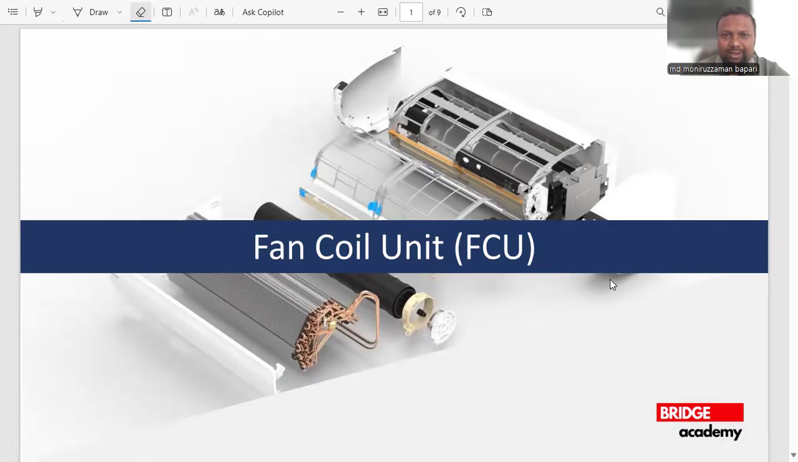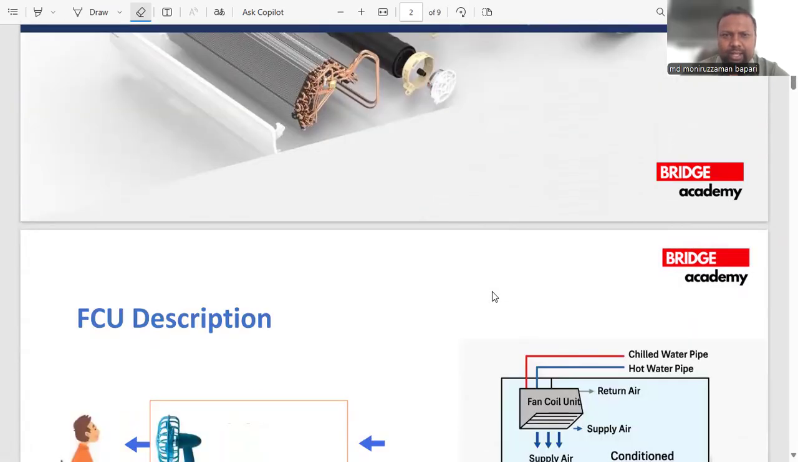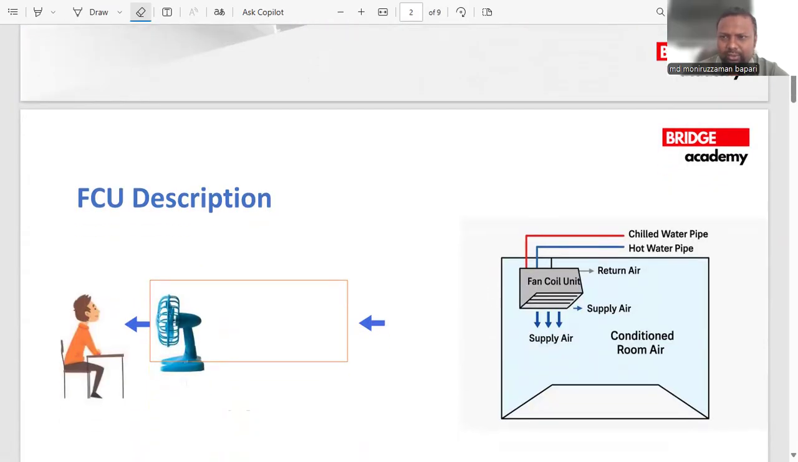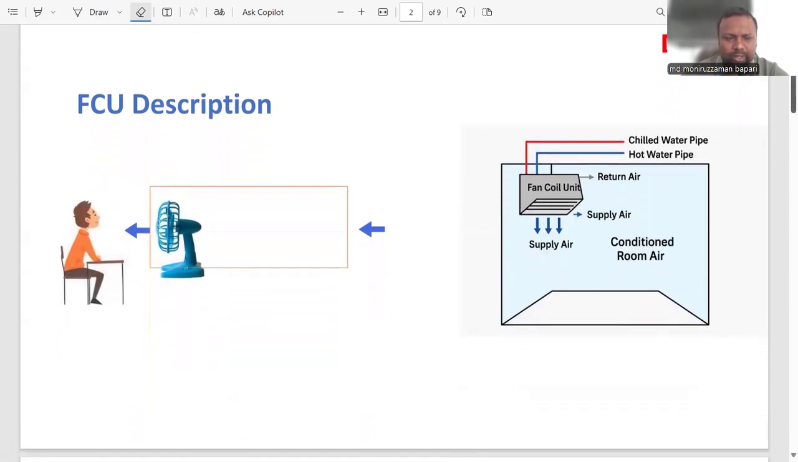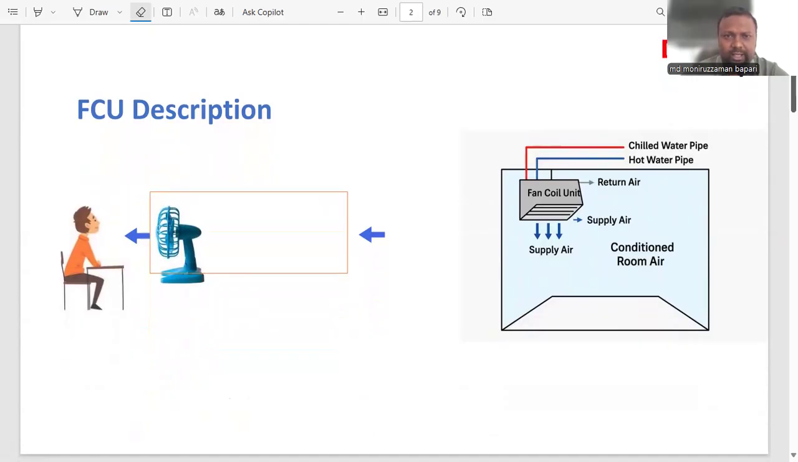Hello everyone. Now let's talk about fan coil unit, a very basic arrangement that we should all be familiar with. By now we have seen fan coil units in our day-to-day life. However, let's have a deeper look into the fan coil unit and its arrangement. It is very basic, a single chamber arrangement.